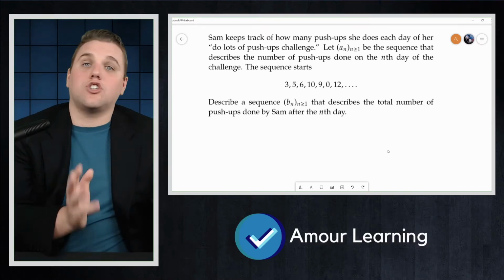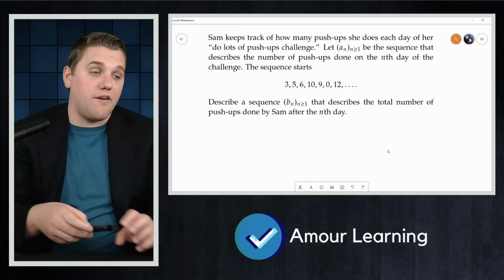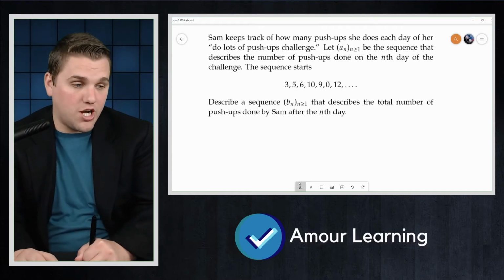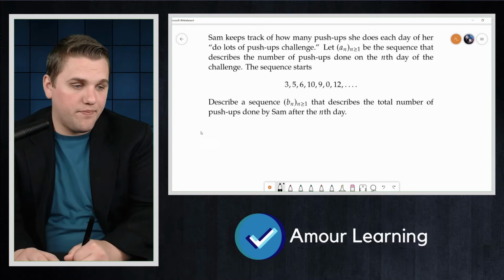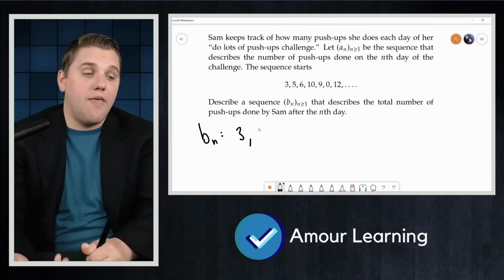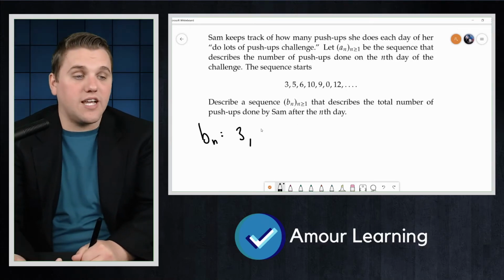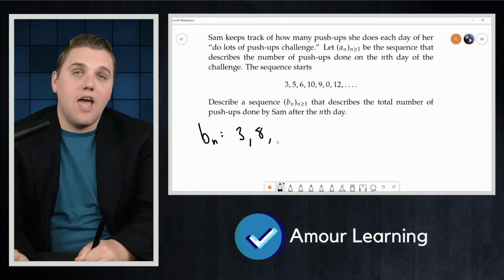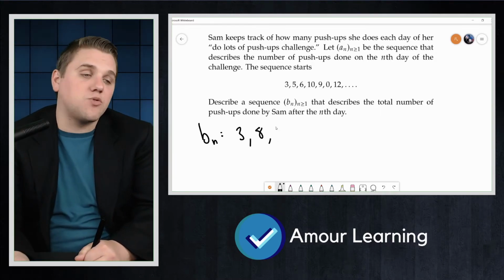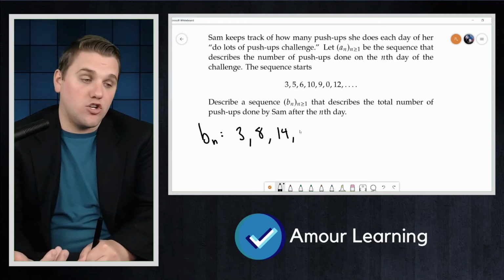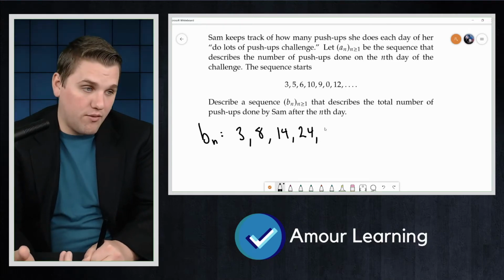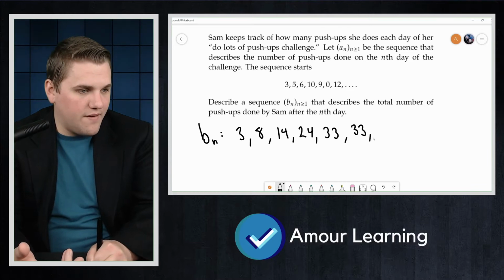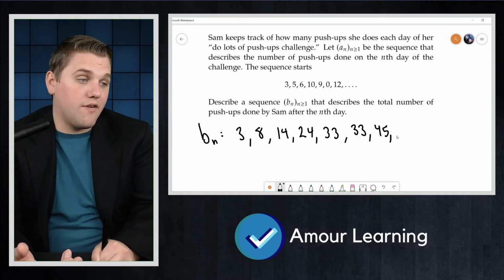We can find the terms of the sequence easily enough. So we start with 3 push-ups. This is for b_n. We start with 3 push-ups, and then by the end of the second day, we will have done a total of 3 plus 5 push-ups, which is 8. And then we'll have 3 plus 5 plus 6, which is 14. And then 24, and then 33, and then 33 again, and then 45, and so on.